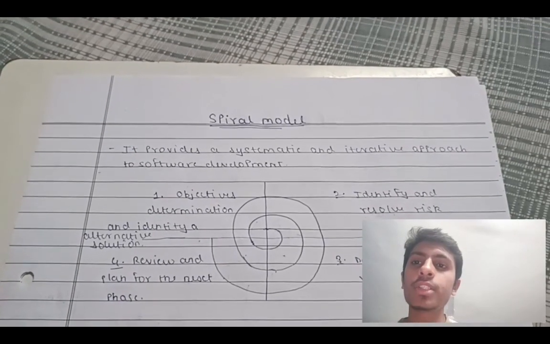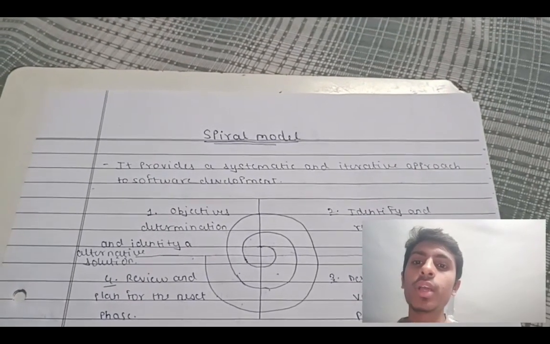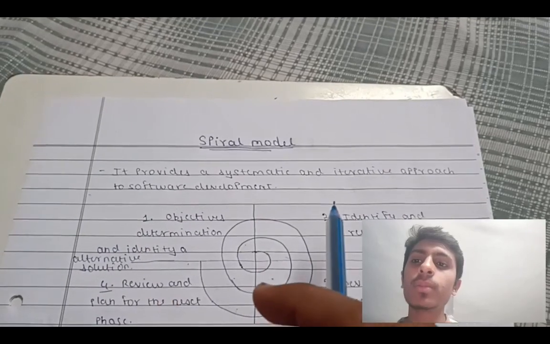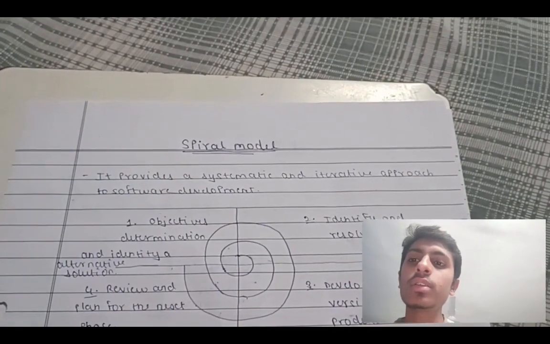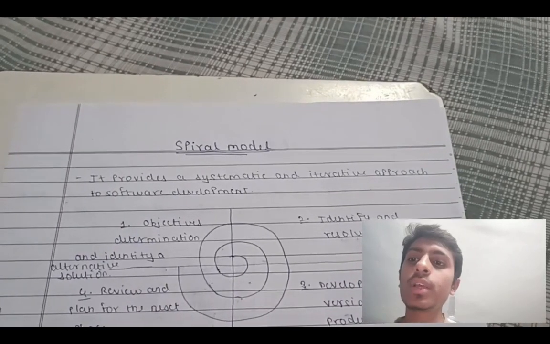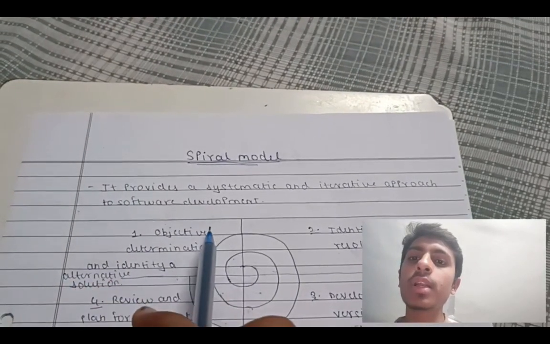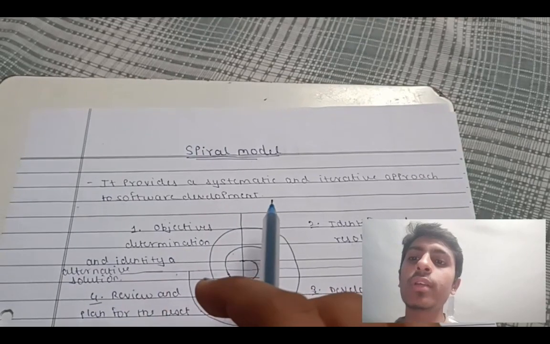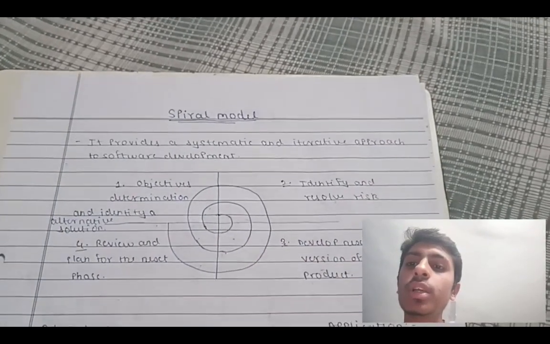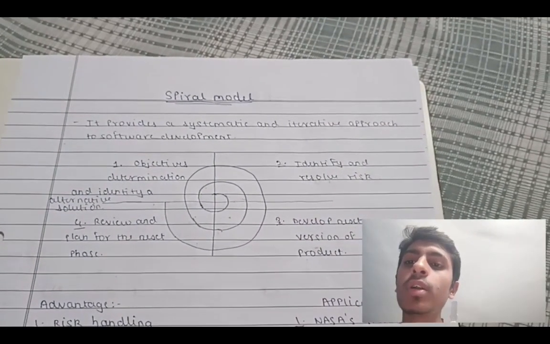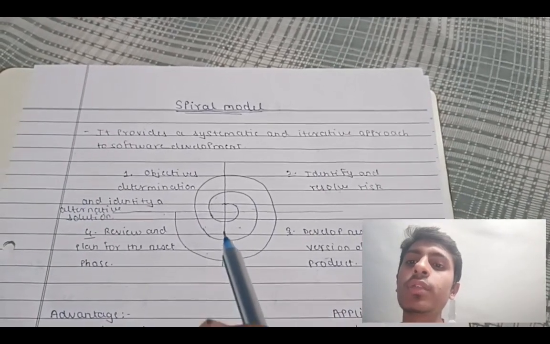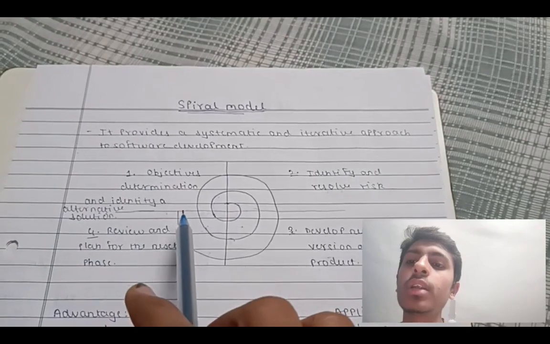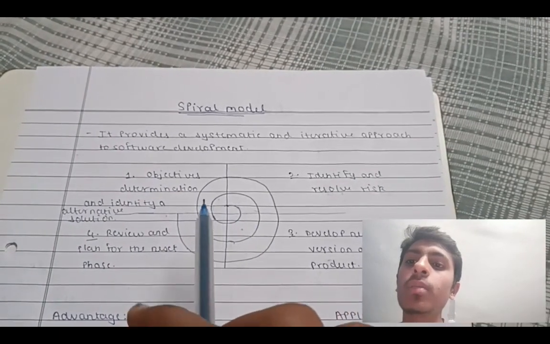Hello everyone, my name is Shivang Patel, and today I'm going to explain the spiral model. The spiral model is an SDLC model, a software development lifecycle model, which provides a systematic and iterative approach to software development. Here is a diagram of the spiral model, in which each loop of the spiral represents a phase. There are four phases of the spiral model.